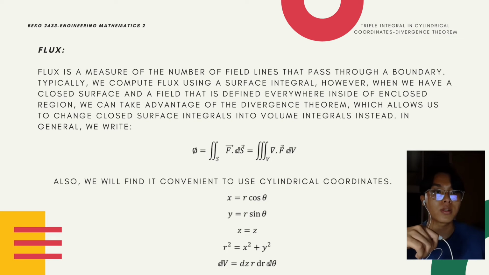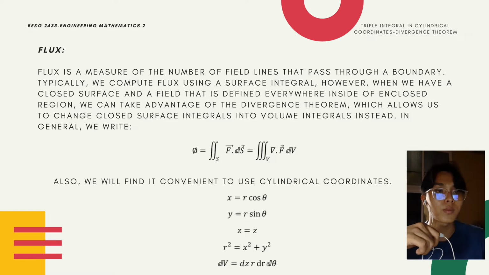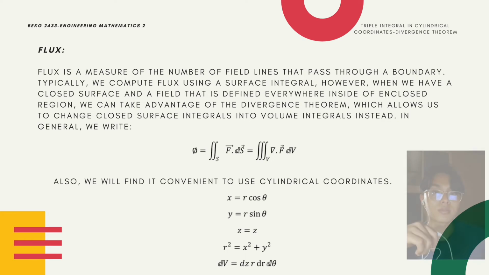Flux is a measure of the number of field lines that pass through a boundary. Typically, we compute flux using a surface integral. However, when we have a closed surface and a field that is defined everywhere inside the enclosed region, we can take advantage of the divergence theorem, which allows us to change a closed surface integral into a volume integral instead. In general, we write this equation. Also, we will find it convenient to use cylindrical coordinates.